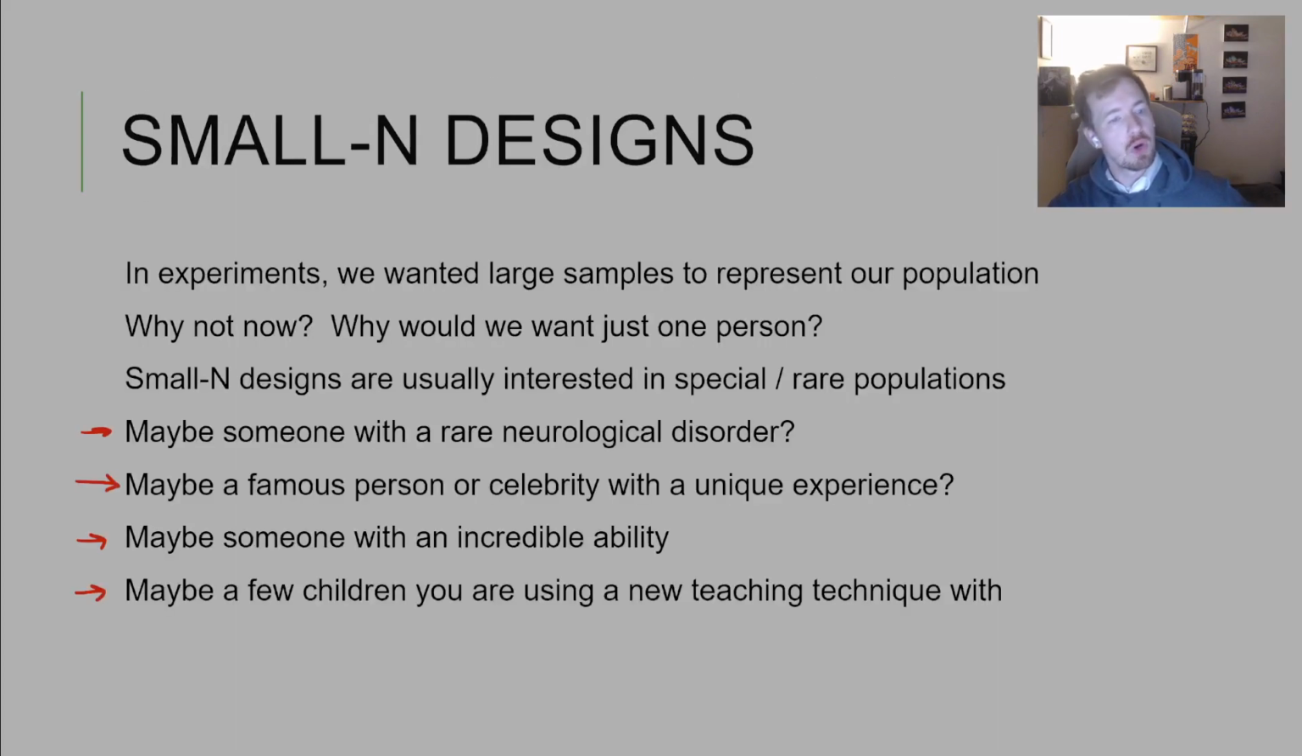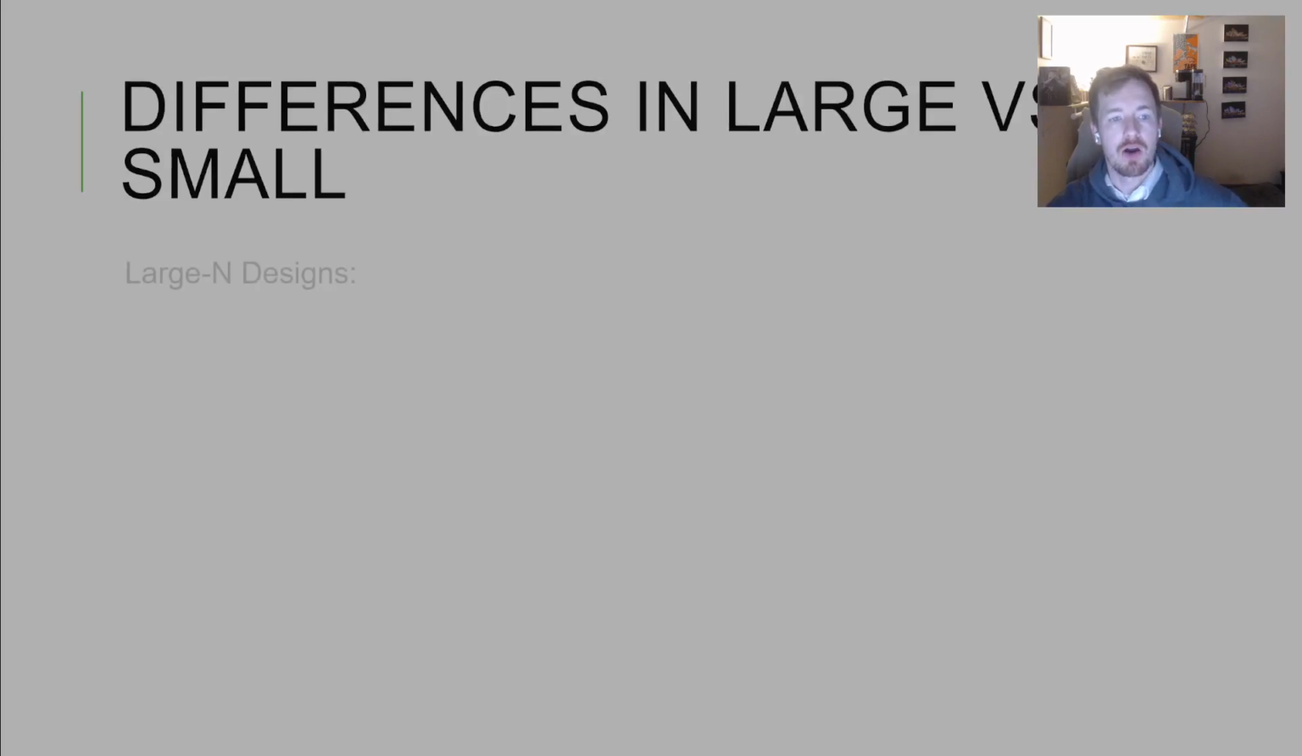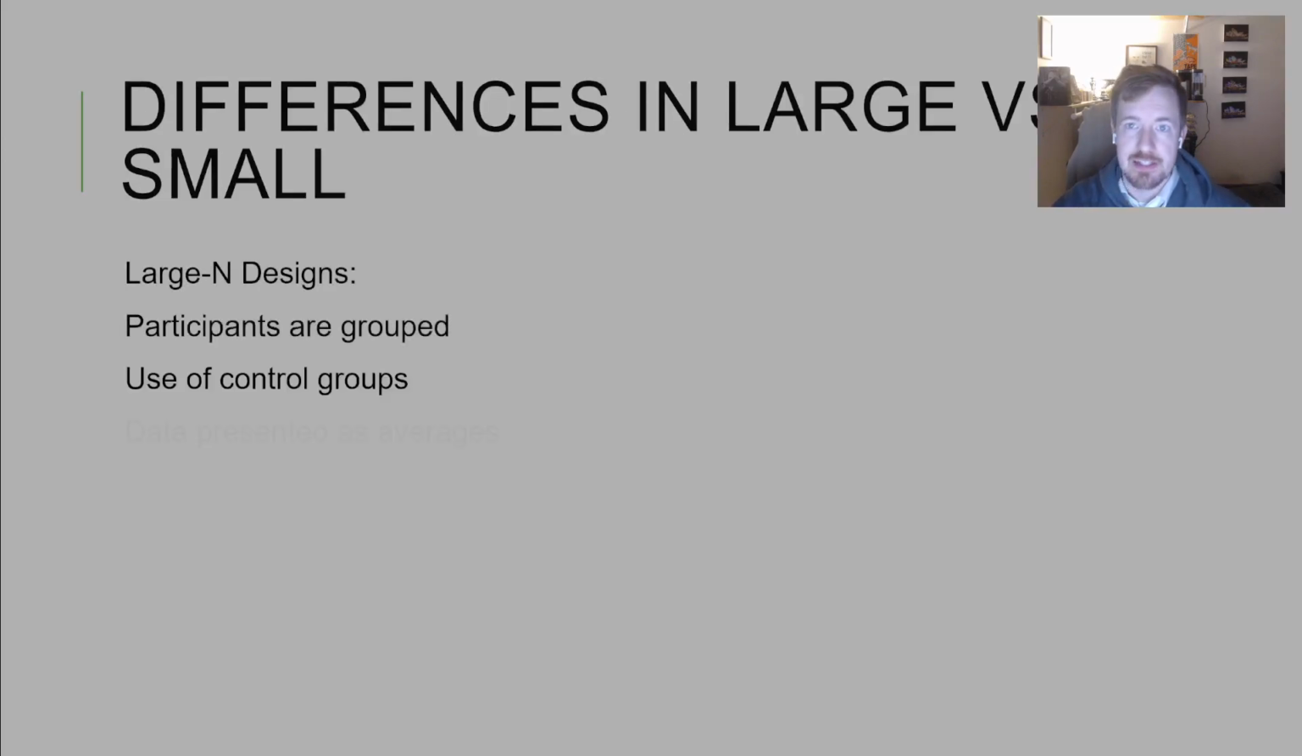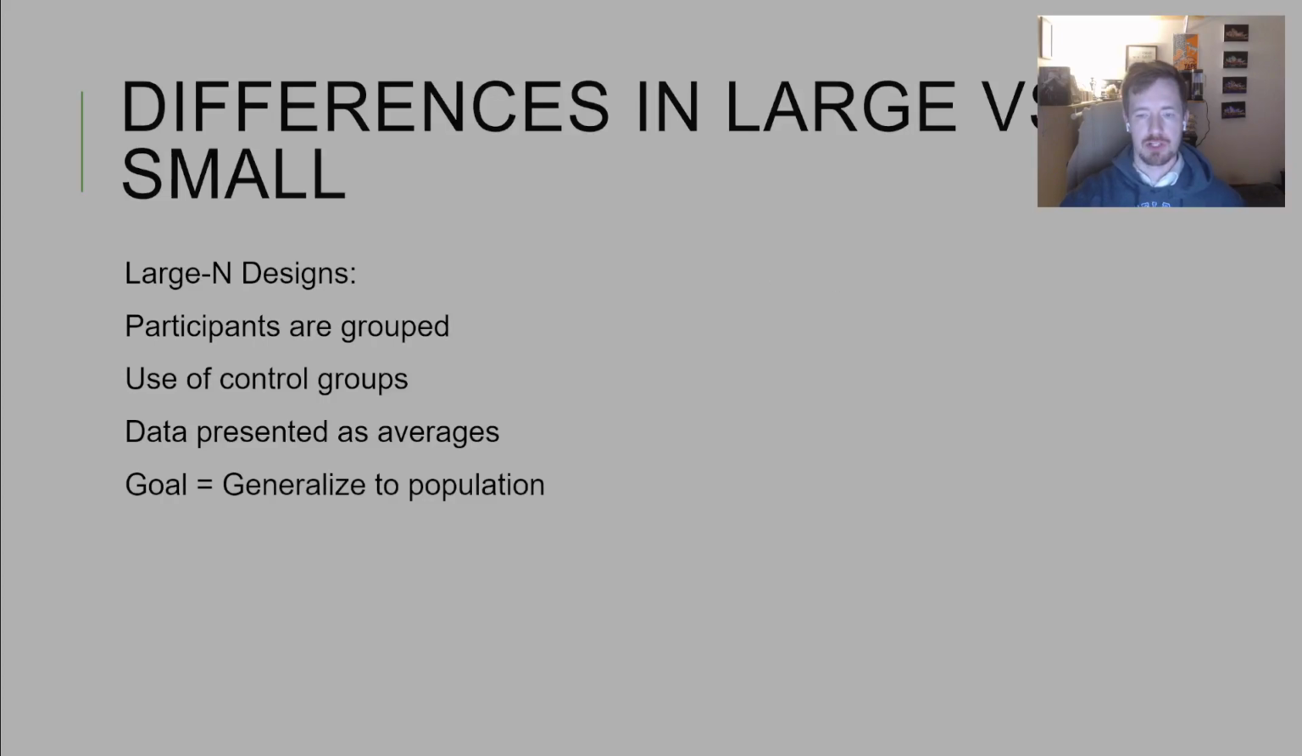So whatever the circumstance is, we can look at a couple of examples of how they might come into play. All right, so for large N designs, when we're mostly talking about an experiment where you're comparing groups of people, usually what happens is you're going to take those participants, group them up, and randomly assign them. You're going to maybe have a control group.